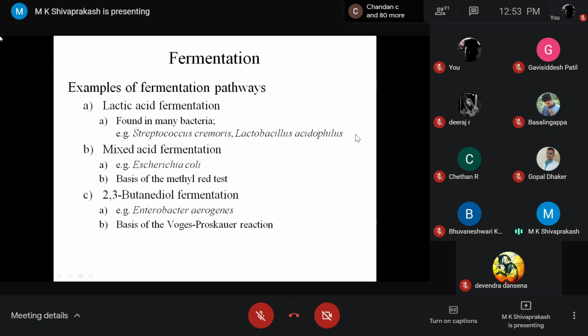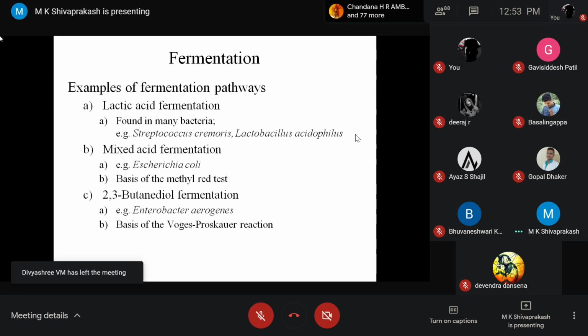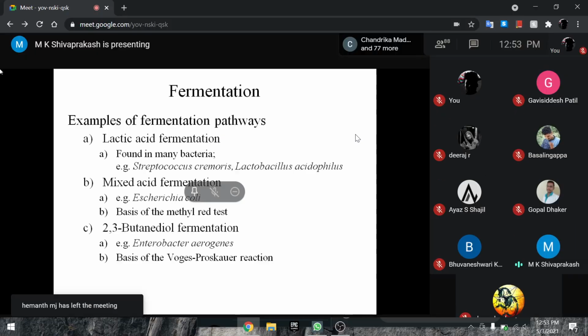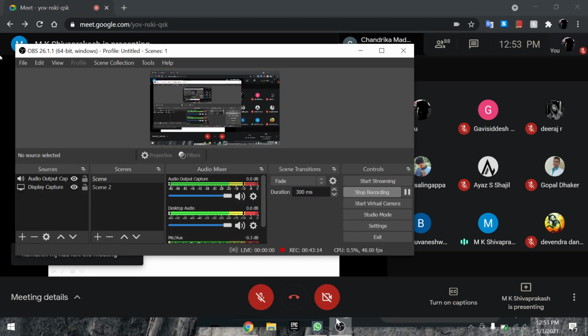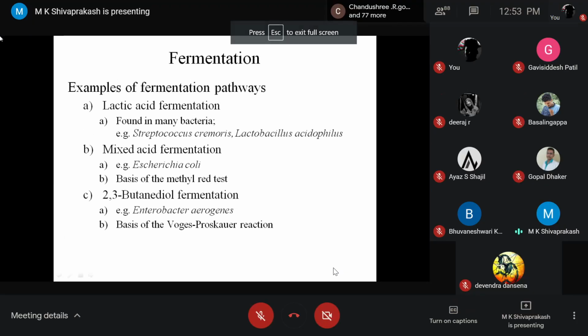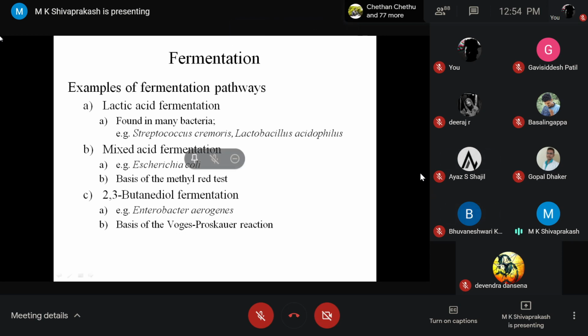Similarly, in Escherichia coli, other than these, other organic acids are also produced. For example, this particular mixed acid fermentation is utilized in the identification process. That is the MRVP test. You use a test in biochemical reactions, the methyl red Voges-Proskauer reaction. That particular test is the basis of the methyl red test. So you will classify whether they are acid producers or neutral product producers.